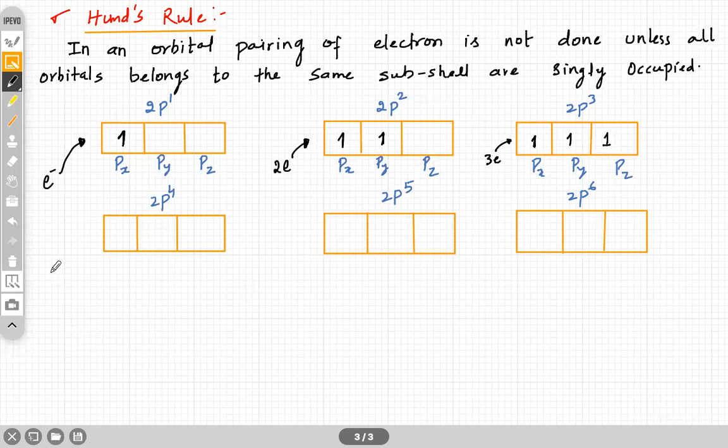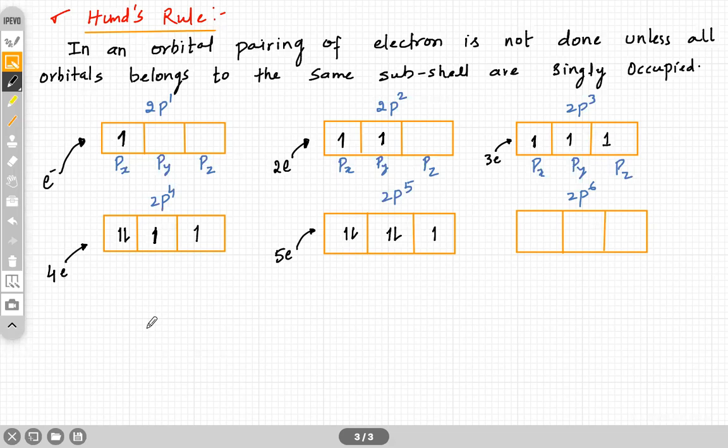Then we have the 2p4 configuration. So 4 electrons are trying to enter these orbitals. Out of 4, we have 1, then 2, 3. When all the orbitals belonging to the same subshell are singly occupied with clockwise orientation, the fourth electron will go into any one of these three orbitals having anti-clockwise orientation, right? In 2p5, when 5 electrons enter these orbitals, first all the orbitals are singly occupied like this, and then the pairing takes place, the fourth and fifth with anti-clockwise orientation.